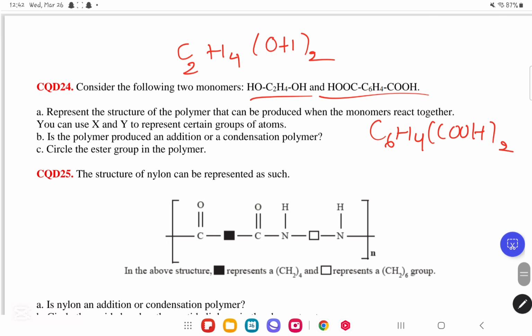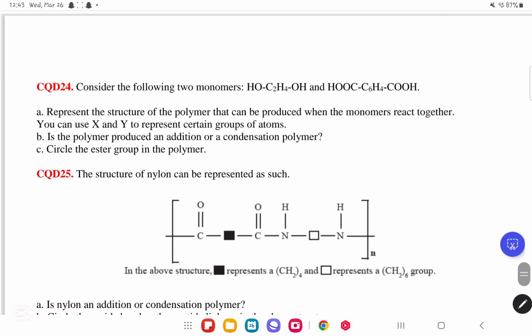So this is a little bit complicated. They said represent the structure of the polymer that can be produced when the monomers react together. You can use X and Y to represent certain groups of atoms. So the group we're going to be talking about here is C2H4. We will call it X from now on. And C6H4, we will call it Y from now on. So the structure when they join together will look something like this.